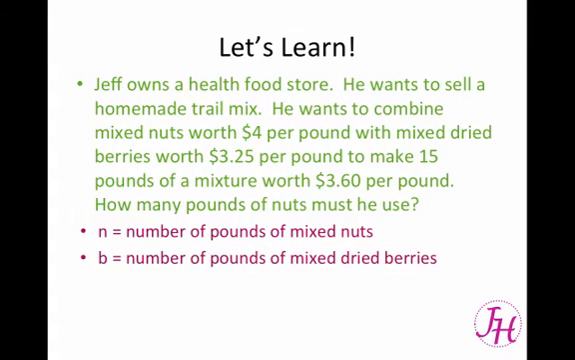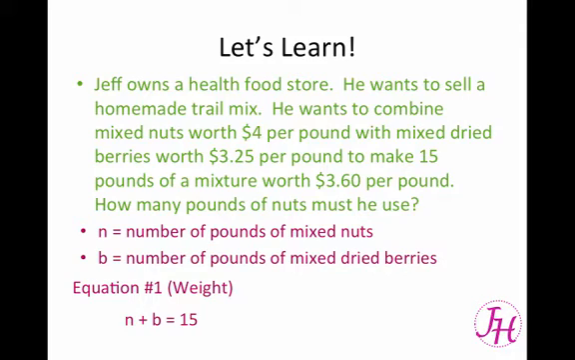So our variables we can say are N equals the number of pounds of mixed nuts and B equals the number of pounds of mixed dried berries. So we can set up two equations using this information. We can set up one equation looking at the weights of the nuts and the berries in the mixture, and that equation would be N plus B equals 15.